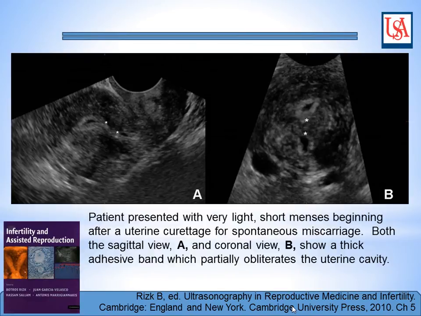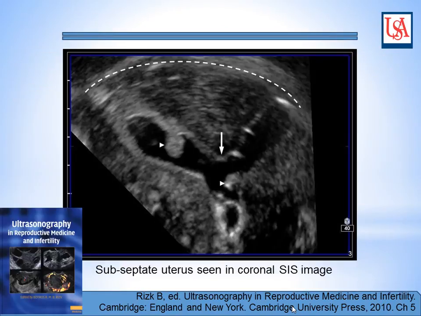The same thing. The patient has a spontaneous miscarriage, had 1 curettage, and after the curettage, her period became very spotty and light. She has 2 or 3 days of minor spotting, and you can see the sagittal view, and the other one, you can see also the adhesions joining the 2 sides. So it looks like a septum or a bicornuate uterus. It is not. It is just adhesions giving you the impression of a septum.